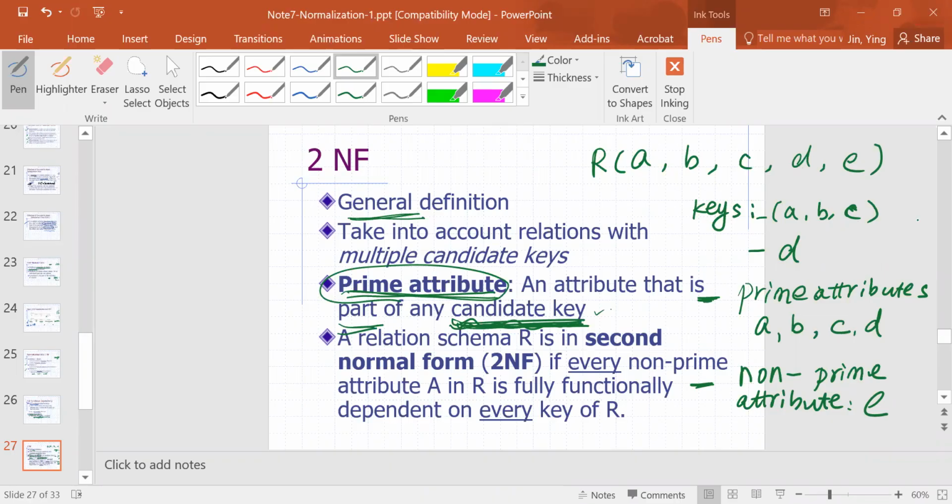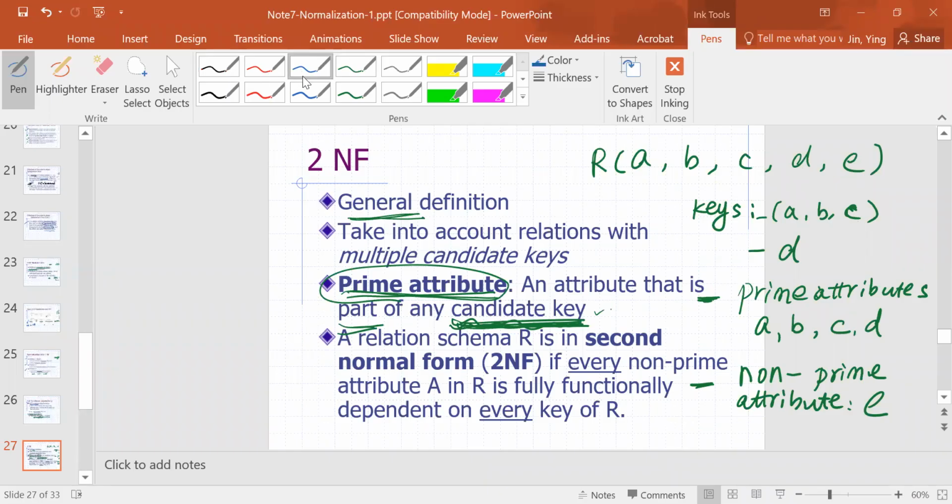Okay, hope this is clear, and you can quickly take a look at the example, because otherwise we'll have issues about second normal form. It's all based on this. Okay, so let's see the second normal form definition.